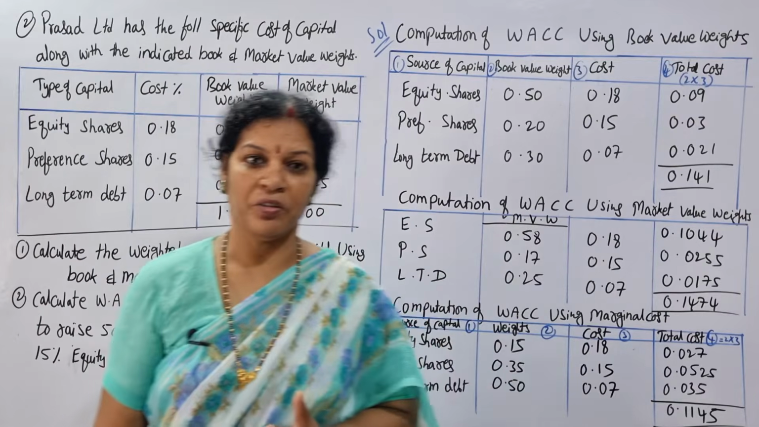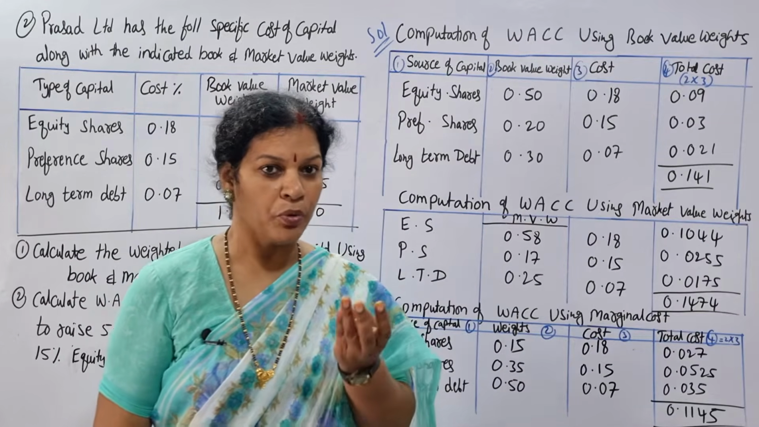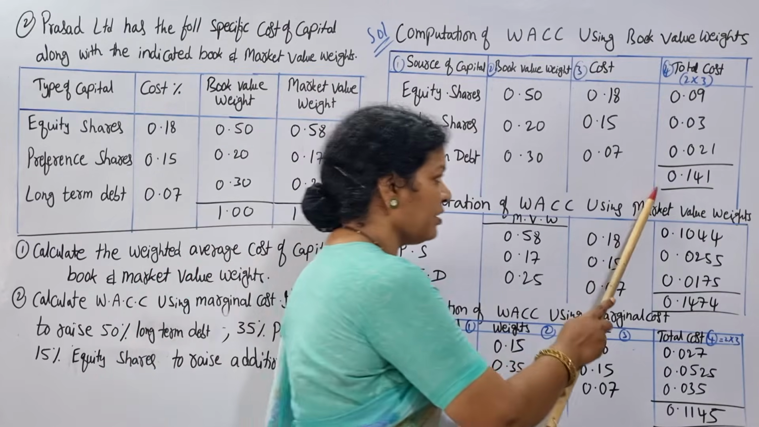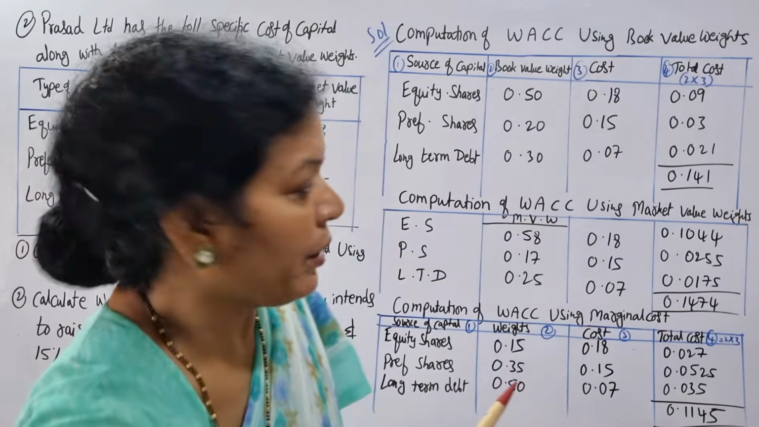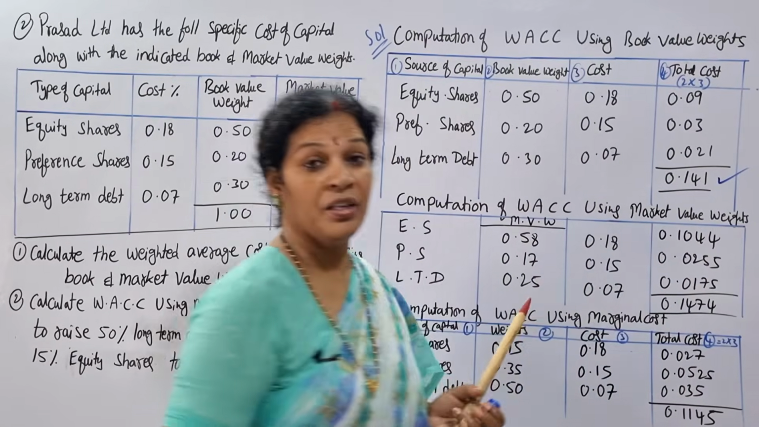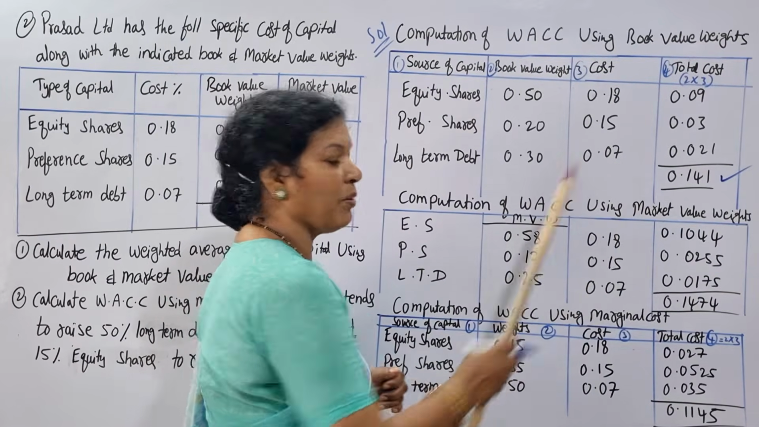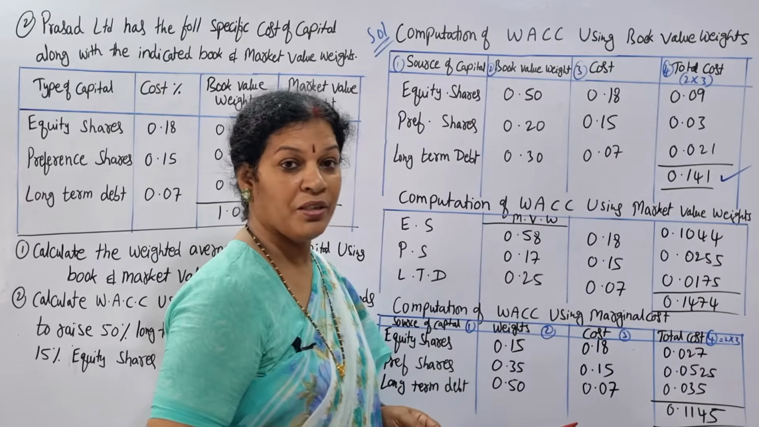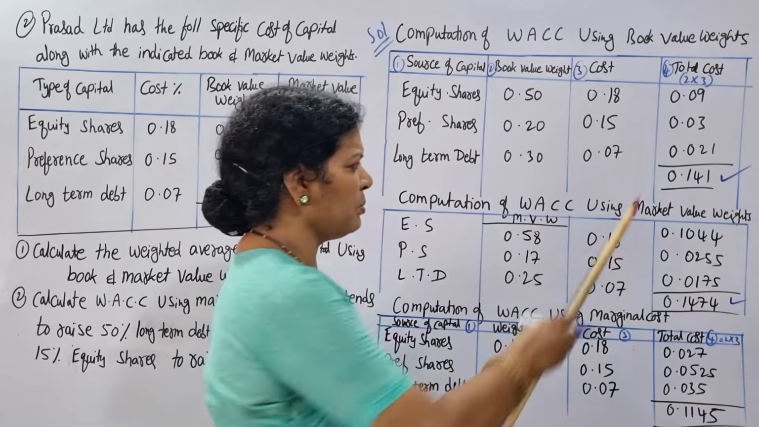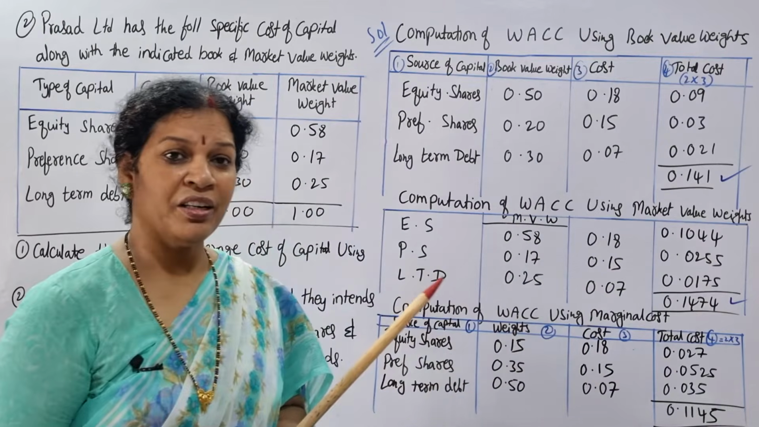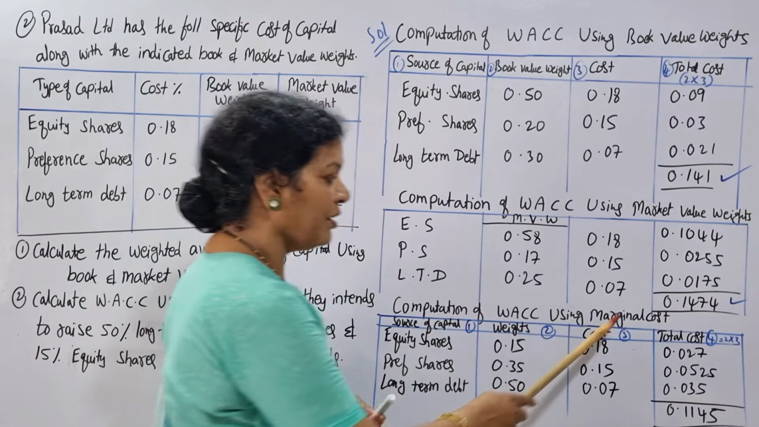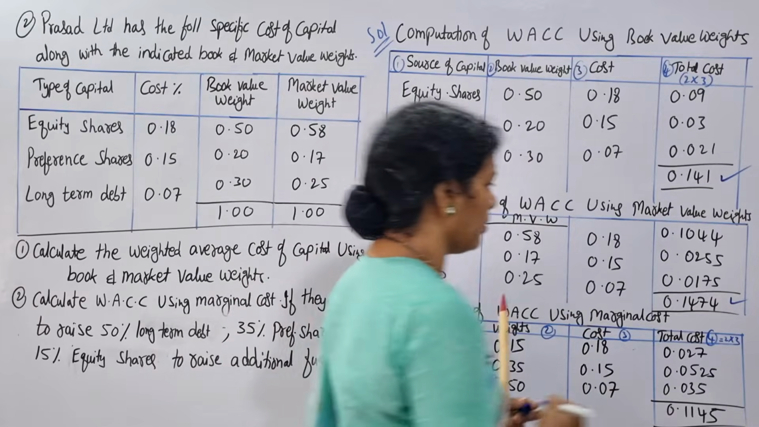Ultimately, what do we want to say? If I go for the book value method, WACC, the weighted average cost of capital, is 0.141. If I go as per the market value, the weighted average cost of capital is 0.1474. Almost similar. And the third one, if I want to raise the funds, that is marginal cost, then the weighted average cost of capital would be 0.11.